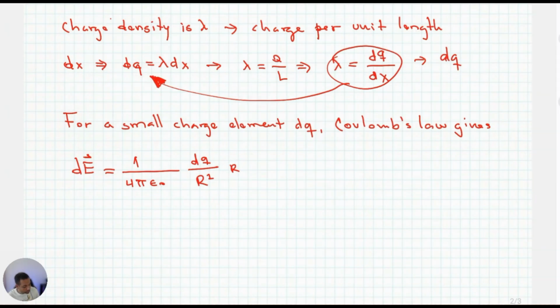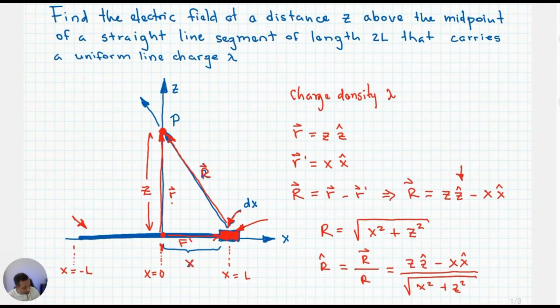If we go to the illustration, I will change to a different color. Let's say again this is the dq element. We already know that the element has length dx, and the unit vector pointing to the point P where we are calculating the electric field is this.